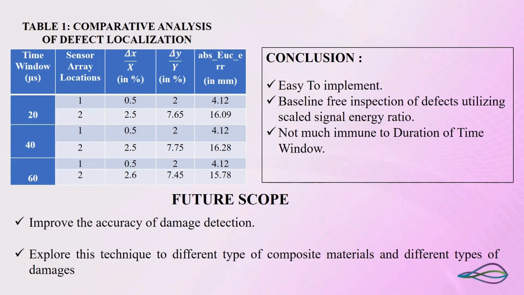So the takeaway is that this approach is easy to implement, and it is a baseline free inspection for defects utilizing the scaled signal energy. And the third point is that it is not much affected by the duration of the time window. Now, as a future scope, we would like to improve the accuracy of the damage detection, as well as explore this technique for various different types of composite materials and different types of damages.